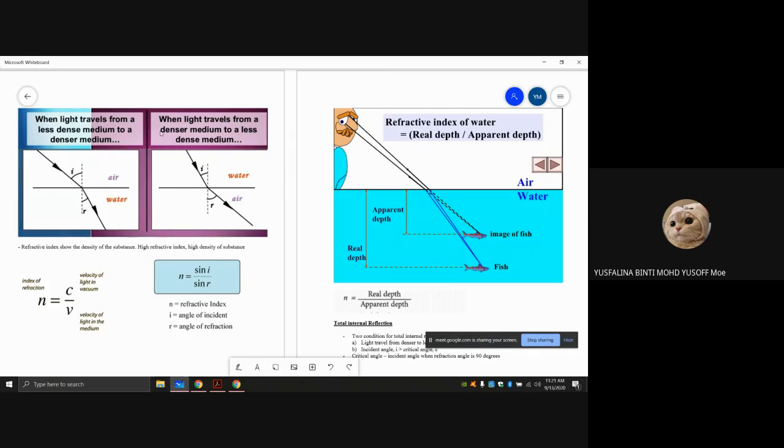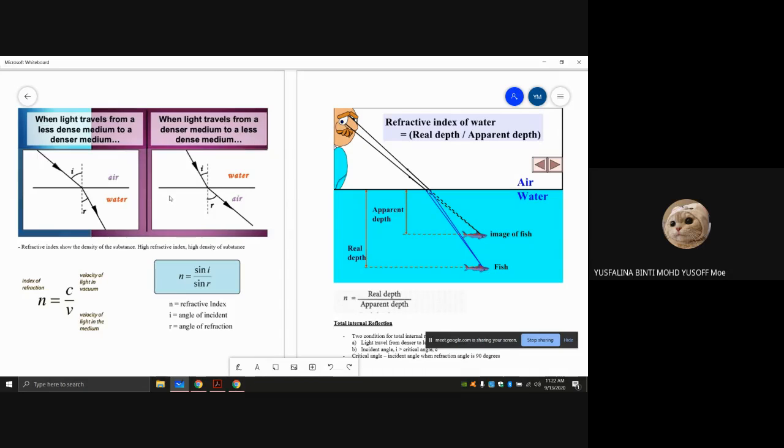The next one is when the light travels from the denser to the less dense medium. So you can see the refraction ray moves away from the normal. This means the angle of refraction R here becomes bigger. This one you have to remember.